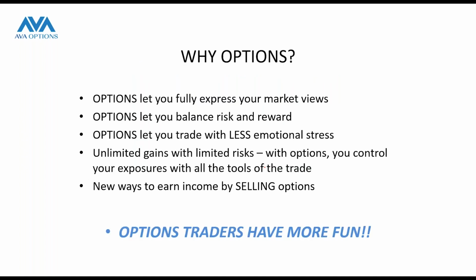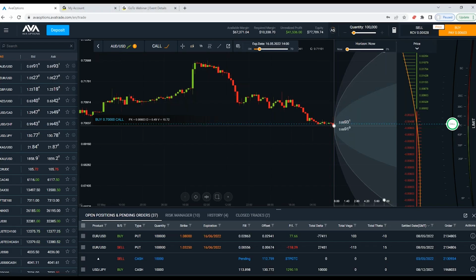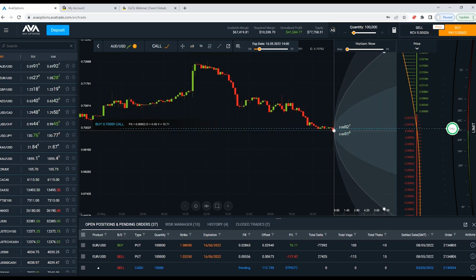Now let's look at some examples. We're going to go into the trading platform right now. Let's go to the trading platform. This is the AvaOptions web trader. We have both a web trader and a mobile app, which has the same look and feel. They're both excellent platforms. I can say that because I designed them. But the main point is that we offer amazing and unique and patented interactivity that helps you understand an option.